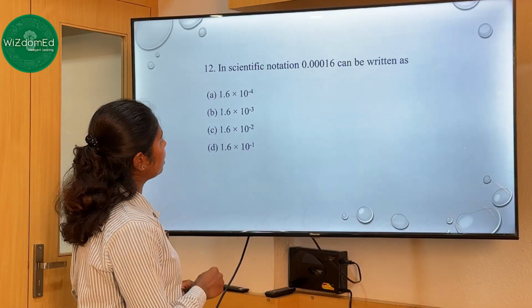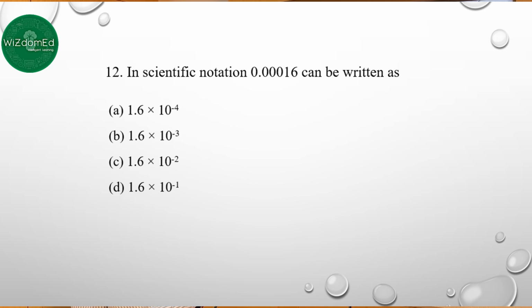Next, in scientific notation, 0.00016 can be written as. They are asking us to convert this value and write it. Option A is 1.6 into 10 raised to power minus 4. Option B is 1.6 into 10 raised to power minus 3. Option C is 1.6 into 10 raised to power minus 2. And option D is 1.6 into 10 raised to power minus 1.